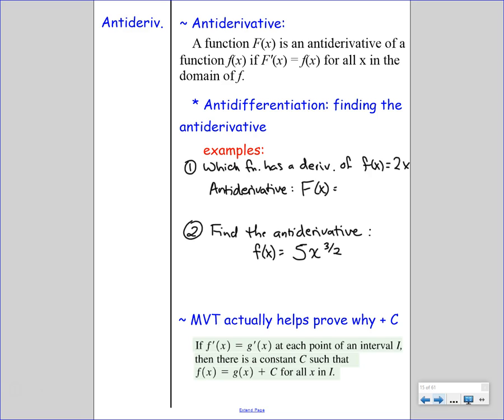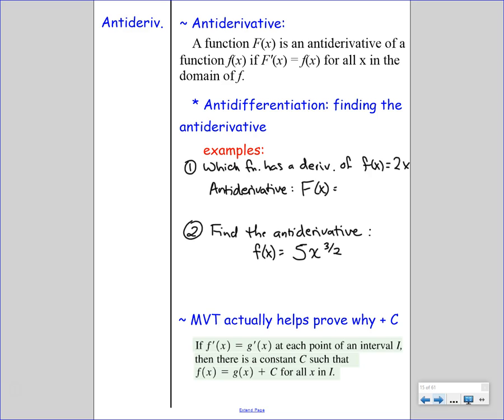What's coming? Antiderivatives in the MVT section? Oh, you're welcome. Here we go. You guys thought we were done. Wait, why is it in this section? MVT can actually help prove one. Capital F is an antiderivative of little f if capital F prime is little f, for all x in the domain of f.